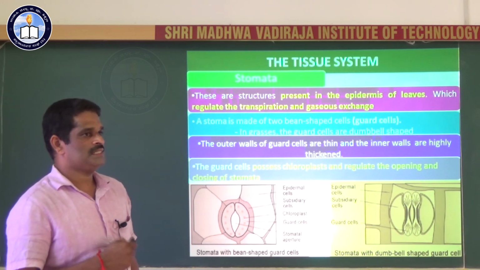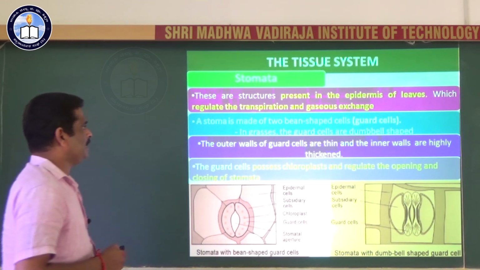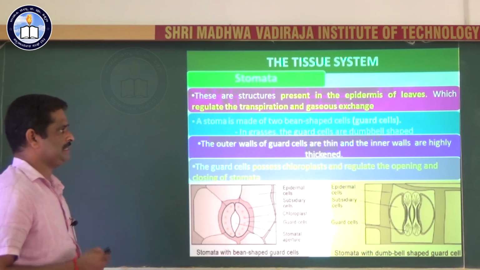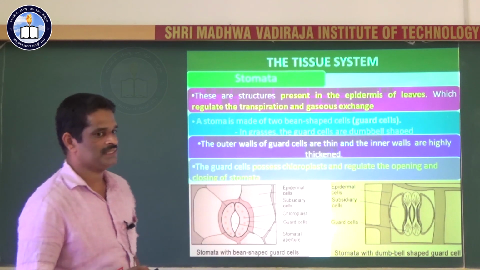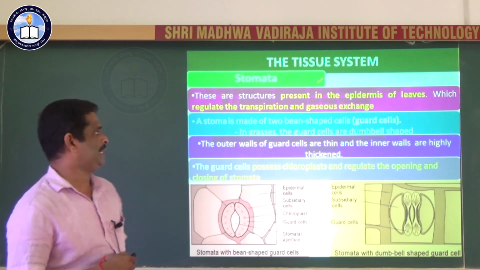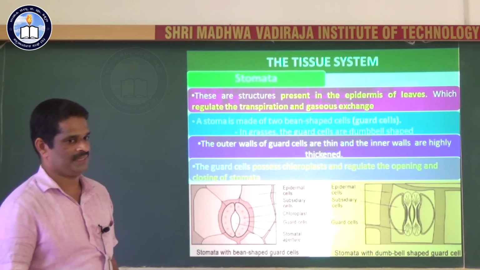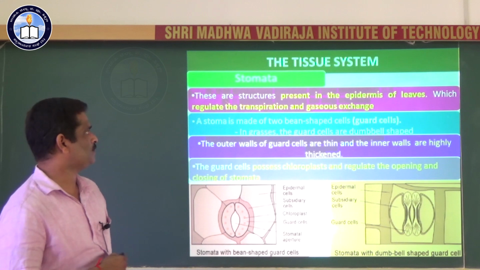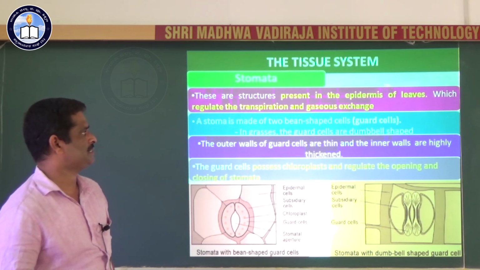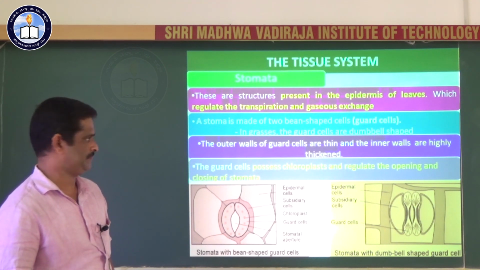What is the function of this stomata? They regulate the transpiration and gaseous exchange. The function of the stomata is to regulate the gaseous exchange as well as the transpiration. Where is the stomata present? Stomata is present on the epidermis of leaves.